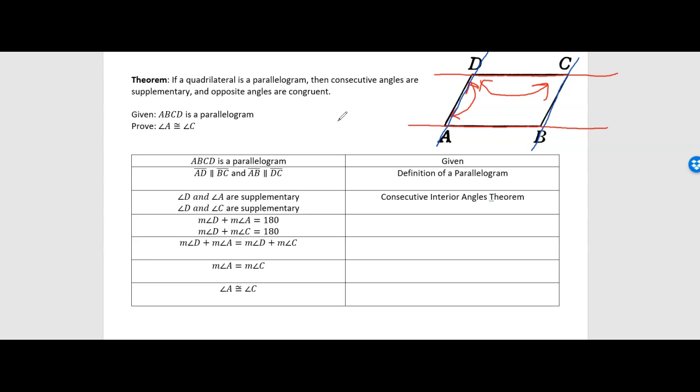Now we're going to work through the rest of the proof to show that opposite angles are congruent. So once we know that these angles are supplementary, we can say that they have to add or sum to 180 based on the definition of supplementary angles.